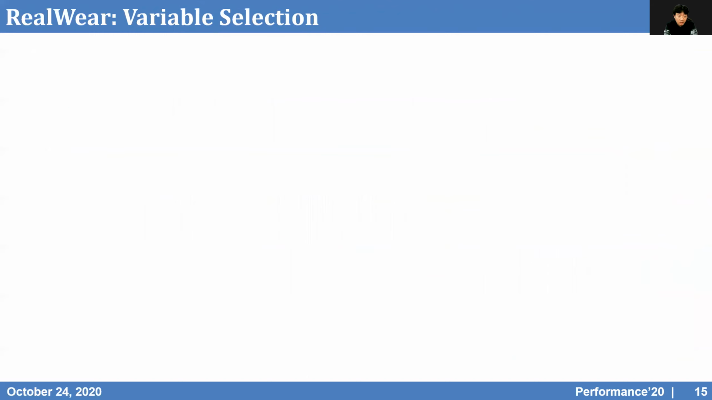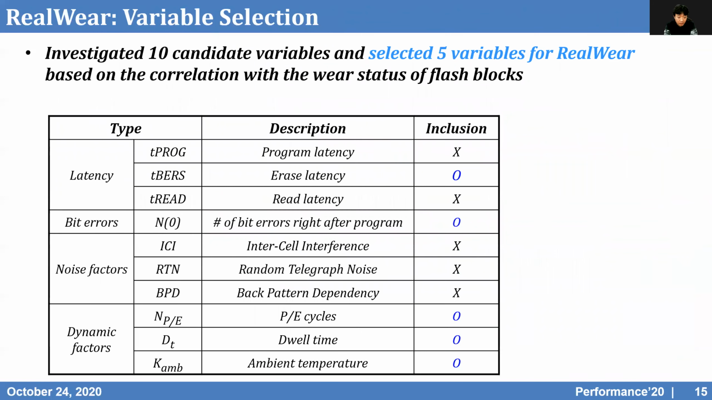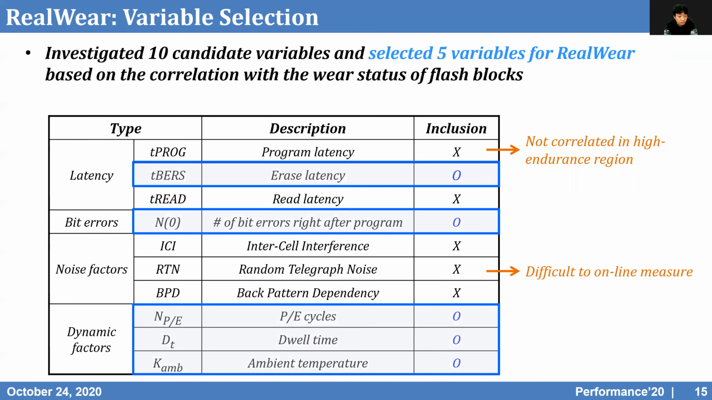We investigated which variables were related to the wear status of NAND blocks. 10 candidate variables were examined. Among them, program latency is excluded because it is not correlated with the wear of NAND blocks in the high endurance region. In addition, although random telegraph noise is well correlated with the wear of NAND blocks, it cannot be included in our model because it is difficult to measure in an online environment. As a result, we selected 5 variables for our model.